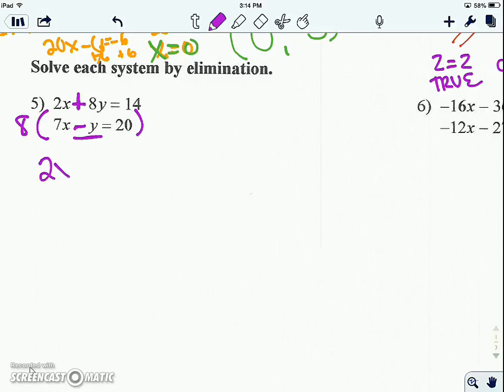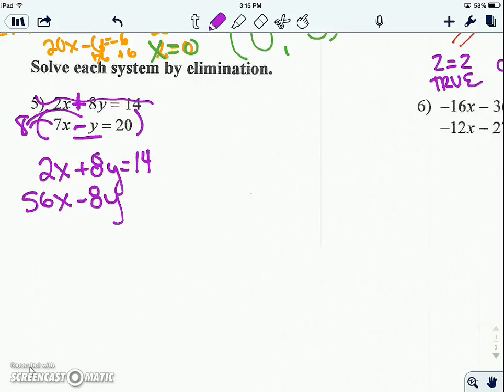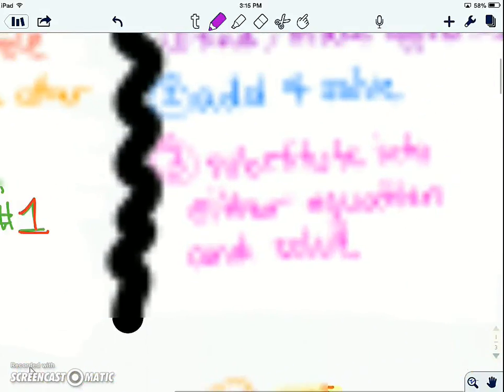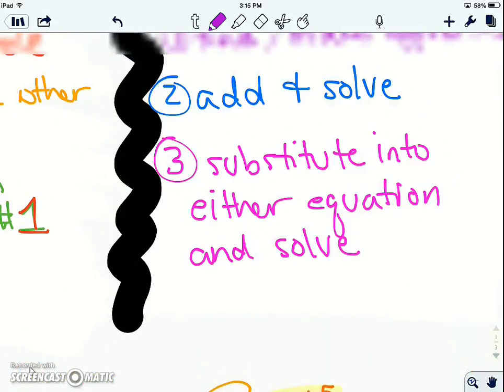So I have the original equation 2x plus 8y equals 14. I just rewrote this. And then I'm going to times stuff together. And I get 7 times 8, that's 56x. 8 times negative y, that's negative 8y. That was the whole point. And 8 times 20, that's 160. So that's step 1.